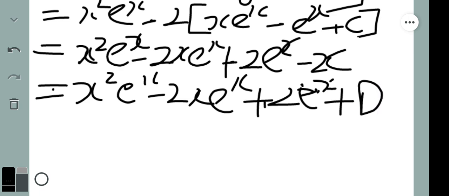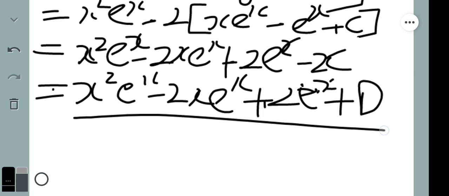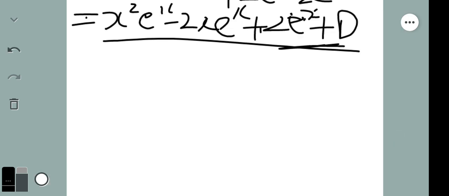So minus 2c still gives us a constant, which is d. So this is the solution we have at the end of the day. Now there's a short method we can use to solve this problem to make it easier. It is called the DI table. The DI table is another way we can use to solve this problem.